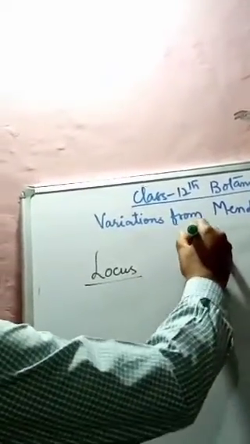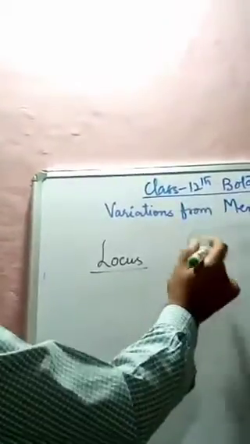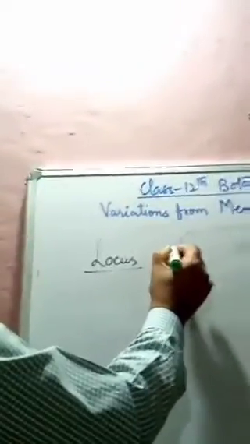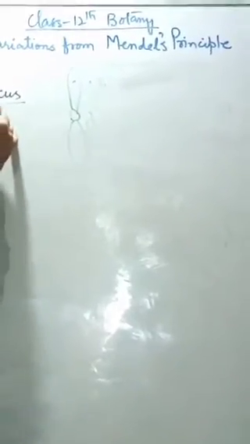For example, this is the chromosome and this dot is the position of a gene for the character tall. Now we will also make its homolog, and this is small t. So for the particular character we have one gene, and in this homologous pair we have one gene but two alleles. This is the tall and this is the dwarf.